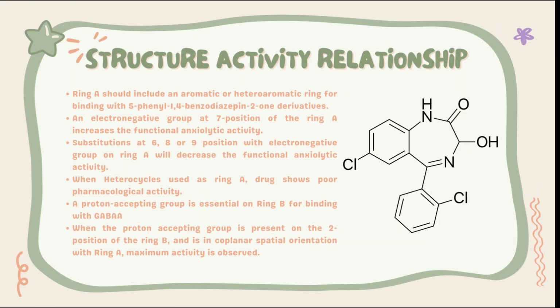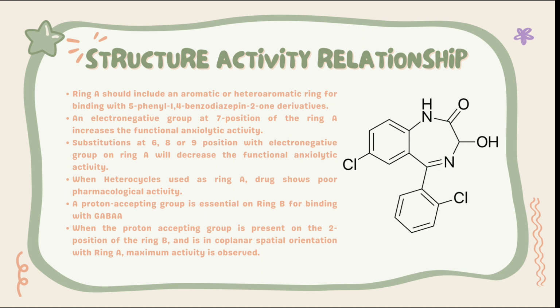Let us now proceed to the structure-activity relationship of lorazepam. As you can see on this structure, ring A should include an aromatic or heteroaromatic ring for binding with 5-phenyl 1,4-benzodiazepine 2,1 derivatives. An electronegative group at the 7 position of the ring A increases the functional anxiolytic activity. Substitution at the 6, 7, or 9 position with an electronegative group on ring A will decrease the functional anxiolytic activity. And when heterocycles are used as ring A, the drug shows poor pharmacological activity.